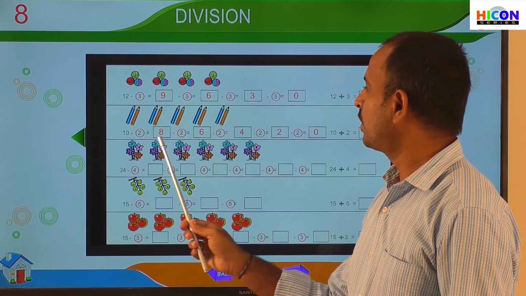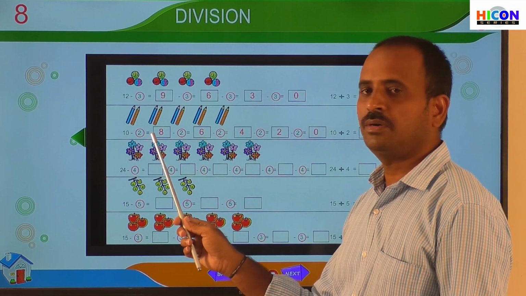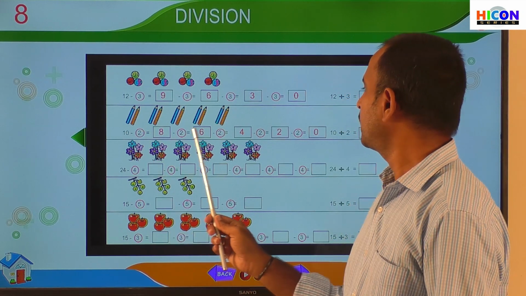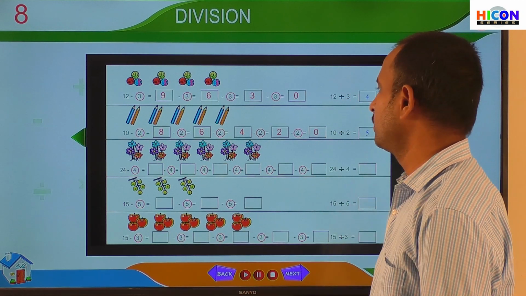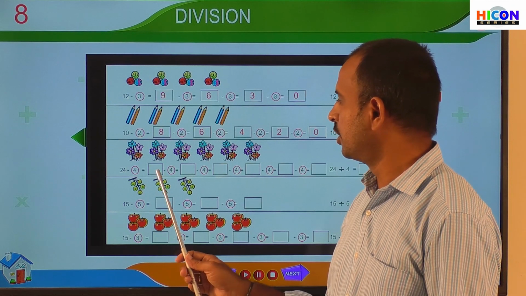So then count the number of times. How many times have we subtracted? Totally, we have subtracted 5 times. The answer is 5. So shall we look at the third problem.